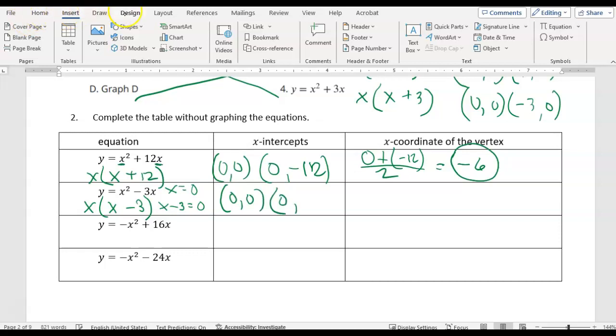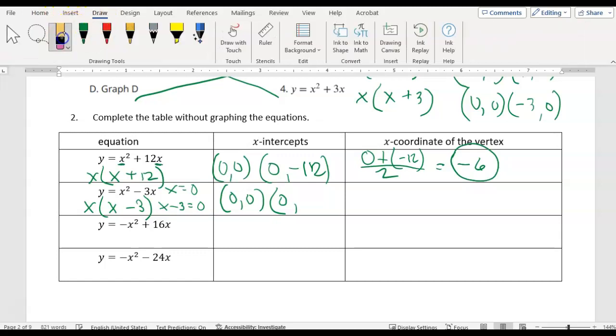Oh my gosh, I keep doing this. Let me fix this. I did it wrong up here too. Sorry, negative 12, 0. That's our y value is 0. All right, and then this will be 3, 0. And then to find my x-coordinate of the vertex, we'll do 3 plus 0 divided by 2 is 1.5.